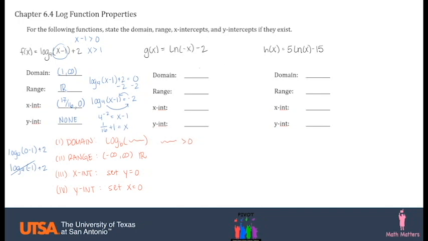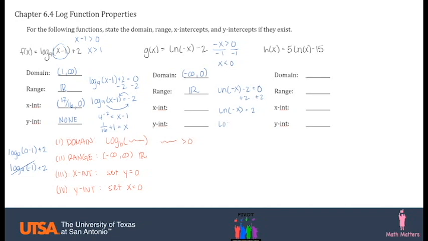Then g of x gives us the natural log of negative x, minus 2. We can find the domain by setting the inside, again, greater than 0. If we divide by negative 1, that sign flips, so x is less than 0. Then our domain is going to be negative infinity to 0. Range is the same. And then for our x-intercept, we're going to set this whole expression equal to 0. If we add 2 to both sides, we get natural log of negative x equals 2.